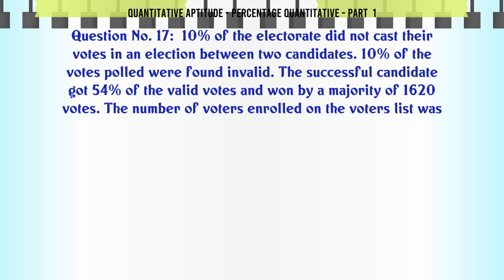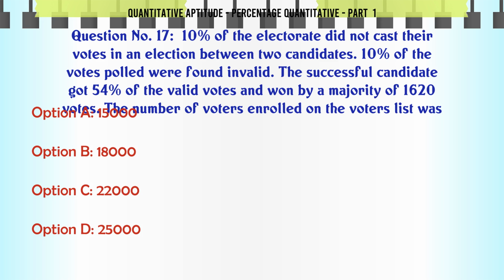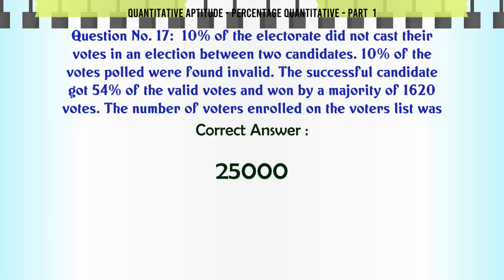10% of the electorate did not cast their votes in an election between 2 candidates. 10% of the votes polled were found invalid. The successful candidate got 54% of the valid votes and won by a majority of 1,620 votes. The number of voters enrolled on the voters list was A 15,000, B 18,000, C 22,000, D 25,000. The correct answer is 25,000.